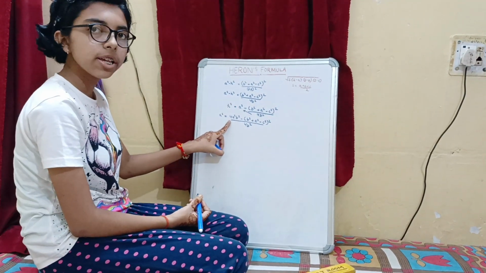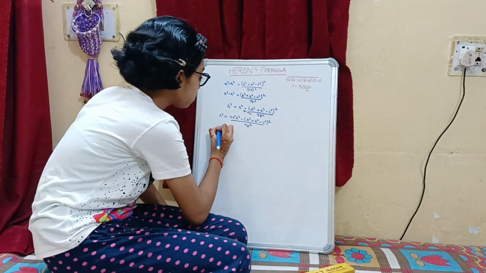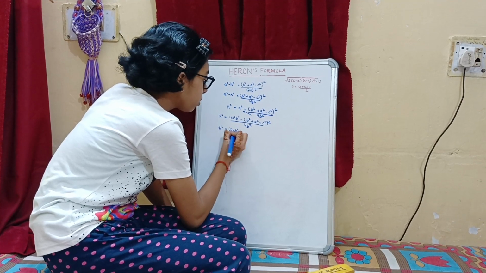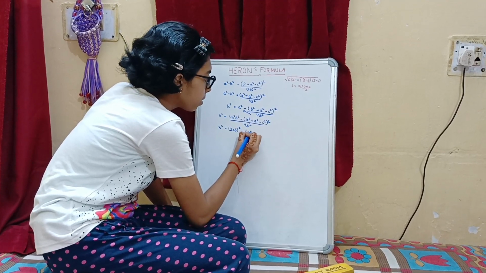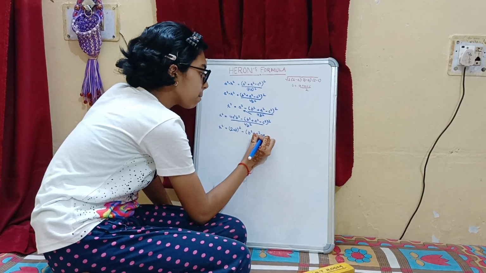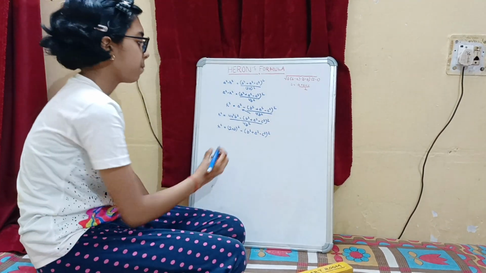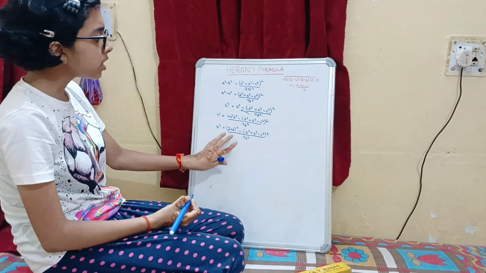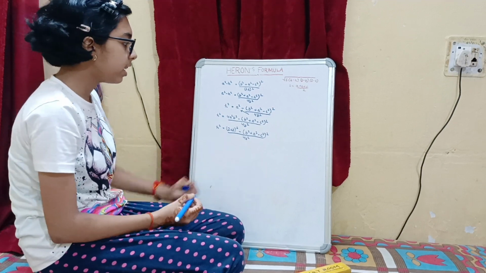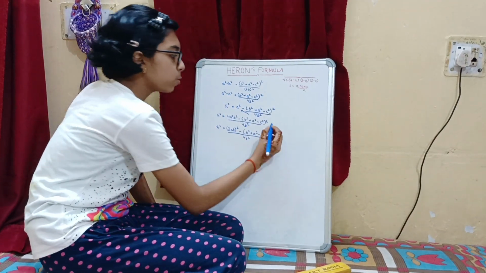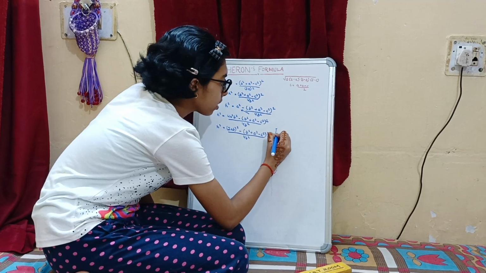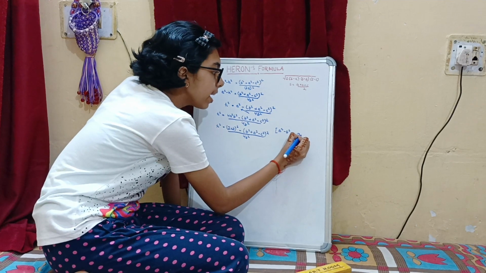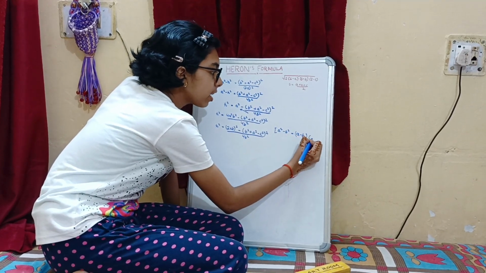Now we can write 4a square b square as 2ab whole square. So h square is equal to 2ab whole square minus b square plus a square minus c square whole square upon 4b square. As you can see, it is making an identity, that is a square minus b square. So a square minus b square, as we know, is equal to a minus b in bracket a plus b.